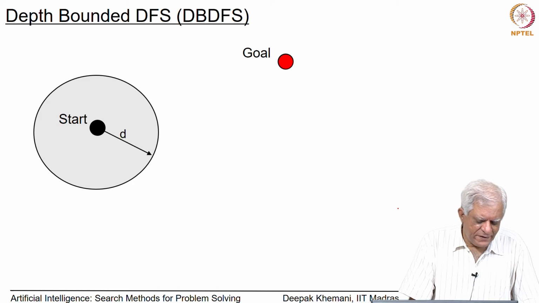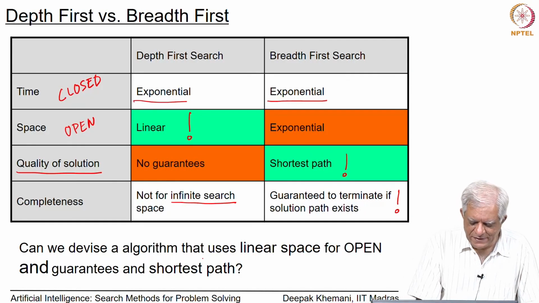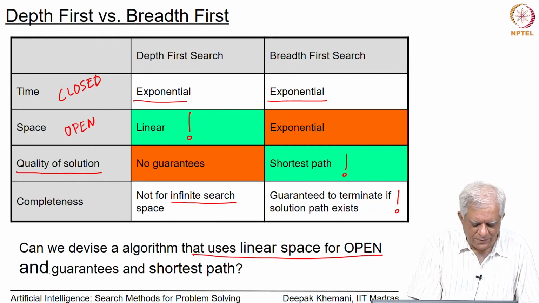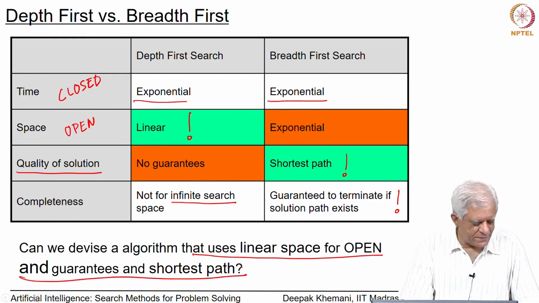So, can we have an algorithm that uses linear space for open and which guarantees the shortest path?